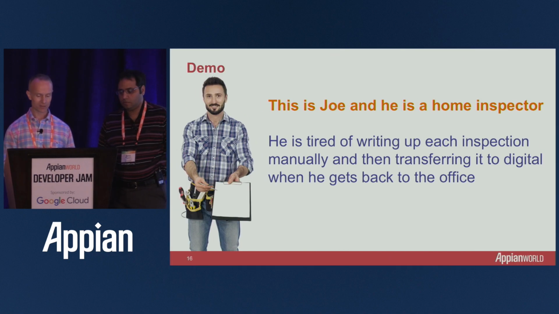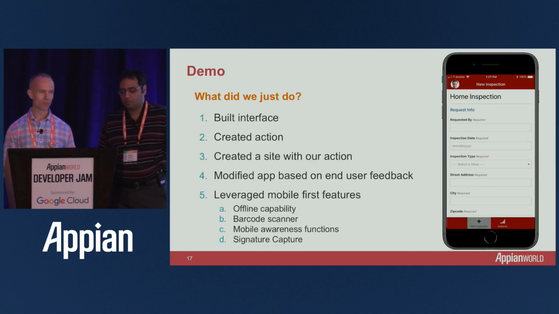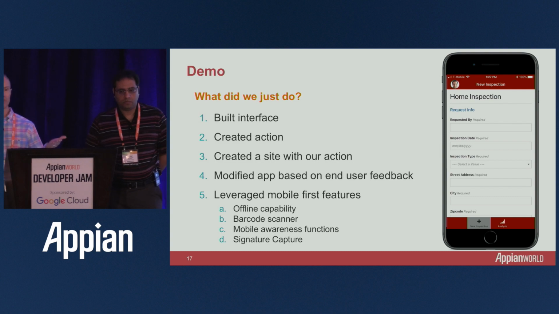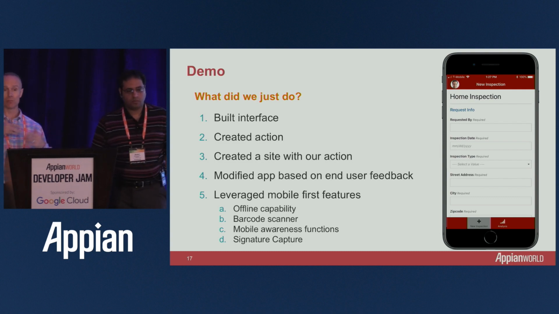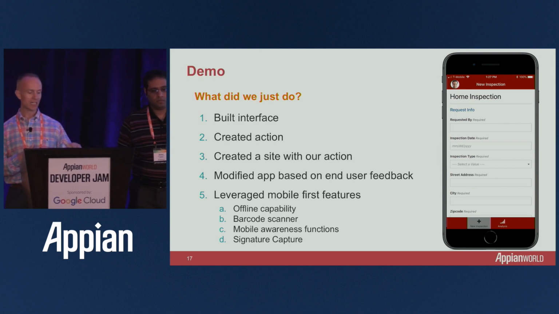So if we go back to this deck real quick, what did we just do? We built an interface, we created an action, we added that action to a site, we branded the site, and then we did what a real-world scenario is, which is you're not going to get it right the first time. You're going to have tweaks. You're going to have it evolving. That kind of stuff is going to have to happen. And then we also took advantage of some of the mobile-first capabilities that you saw: the offline, the barcode, the signature, and the mobile awareness.